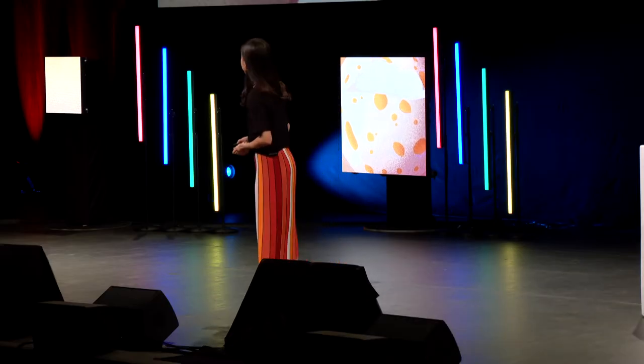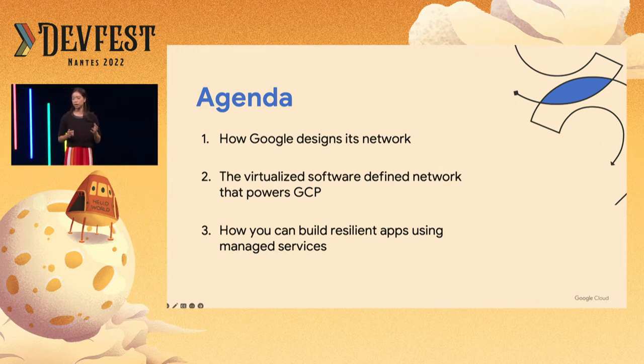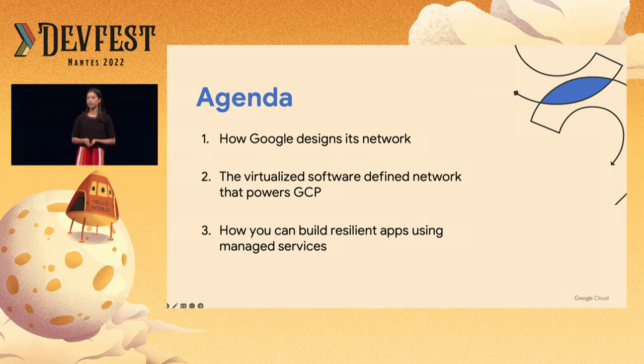So today, I am going to start by talking about how Google plans and designs its cable network, and then talk about the virtualized software-defined network that sits on top that really is what underpins Google Cloud, and then finally talk about some of the managed services that exist on Google Cloud that you can leverage to inherit some of this high availability. Now, this is going to be somewhat of a product talk.